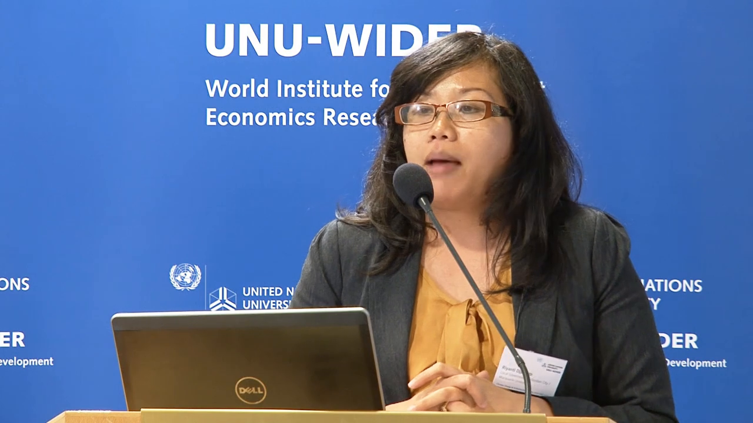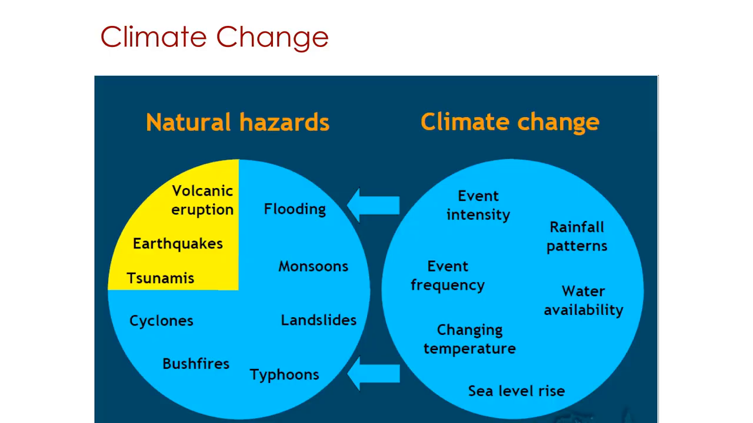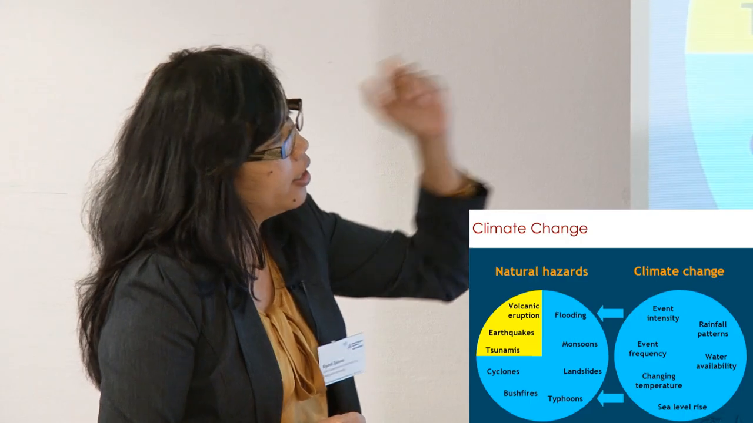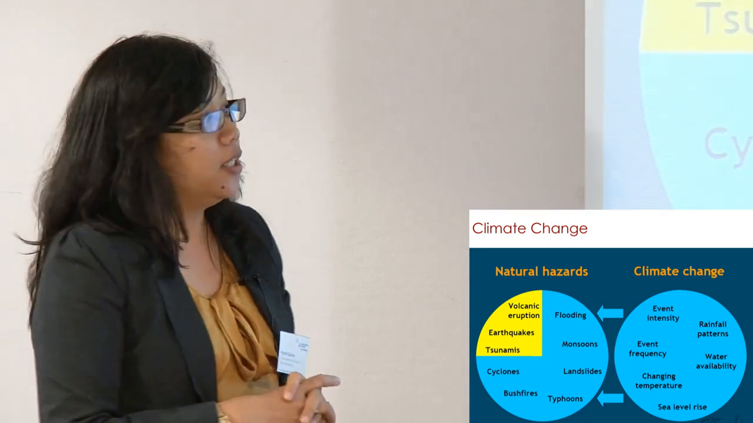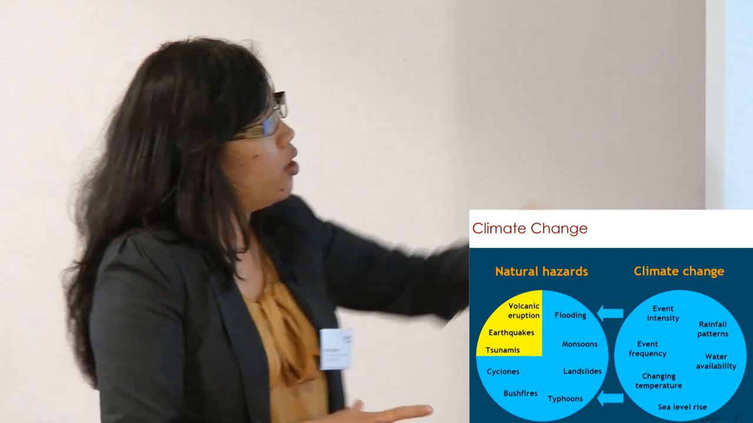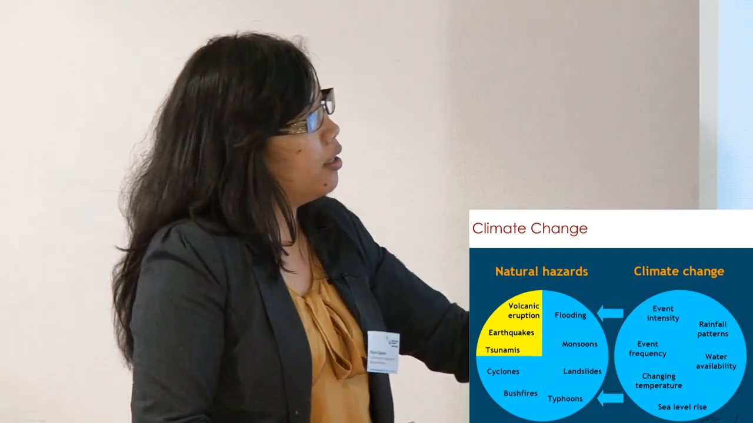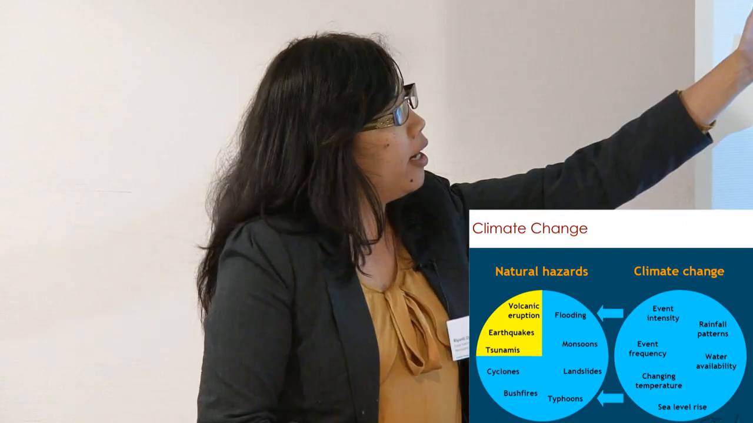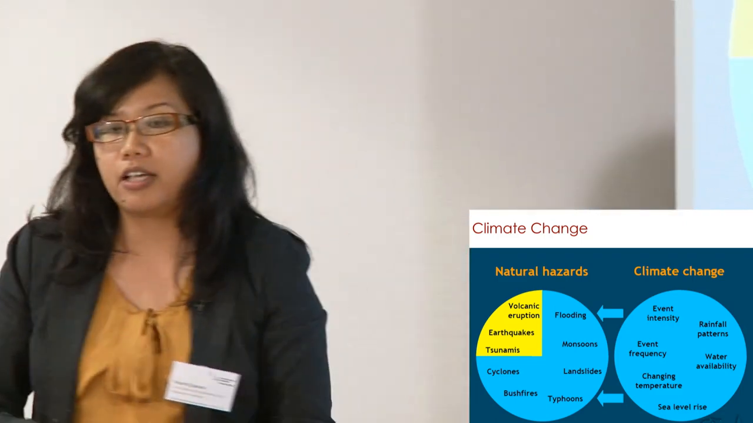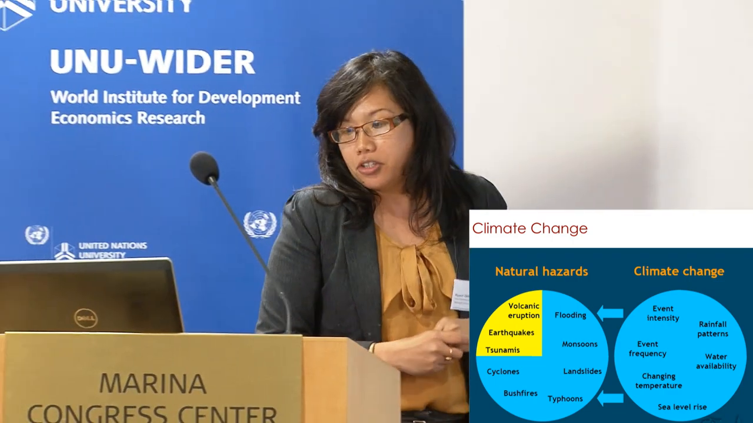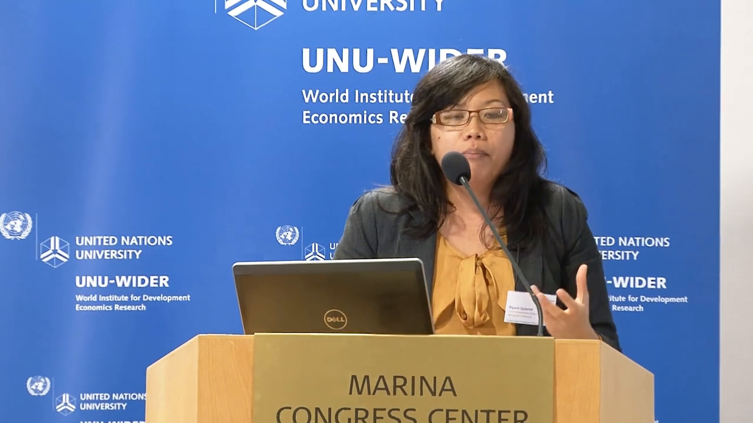So how does climate change affect disasters? This graph shows the different types of natural hazards, and these are some of the impacts that climate change can have on them. All the blue lines here show where climate change impact can affect about 75% of natural hazards worldwide. So it's really important that we focus on climate change if we want to reduce disaster risk.